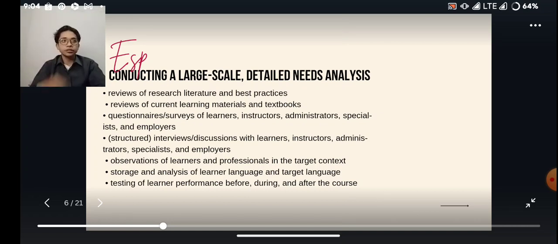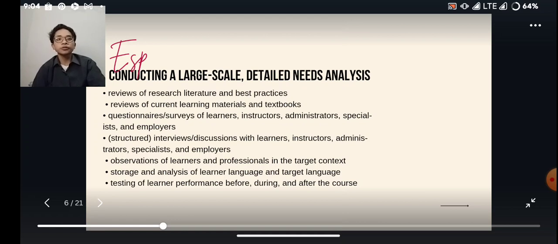methods and resources. Some of the most common include reviews of research literature and best practices, review of current learning materials and textbooks, questionnaires and surveys of learners, instructors, administrators, specialists, and employers, and interviews and discussions with learners, instructors, administrators, specialists, and employers, observation of learners and professionals in the target context, collection and analysis of learner language and target language, and testing of learner performance before, during, and after the course.